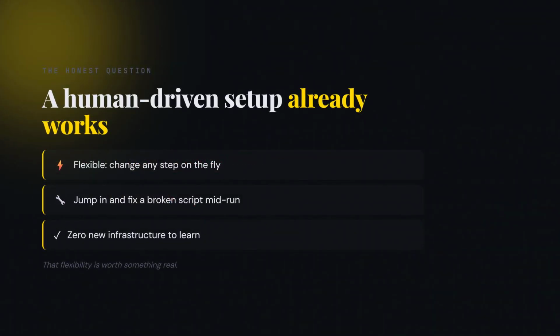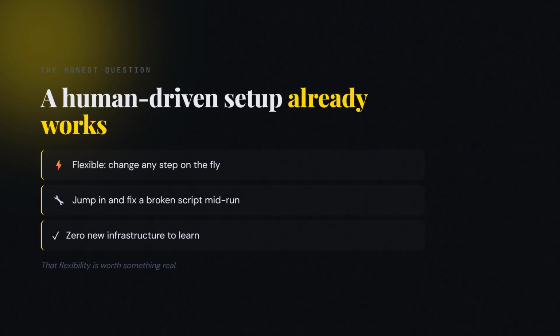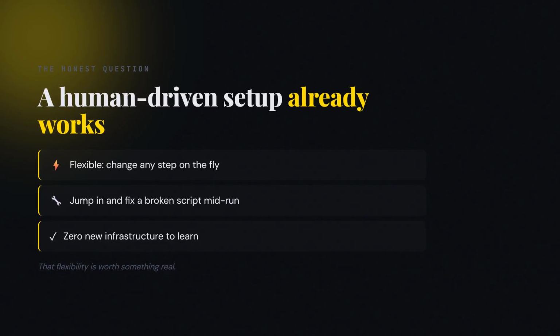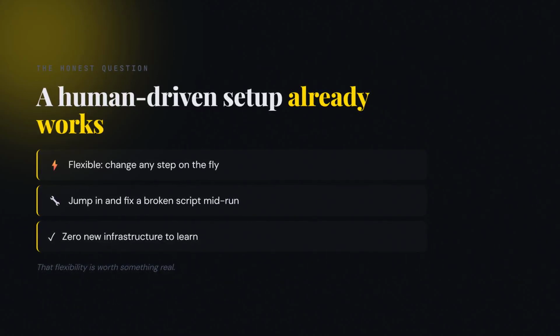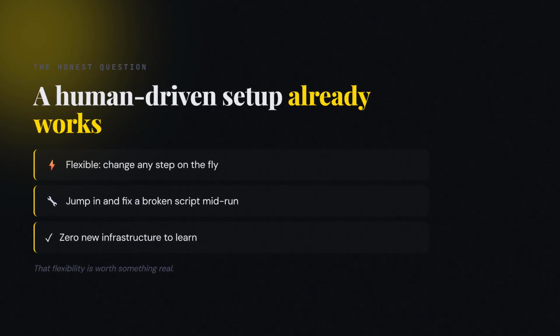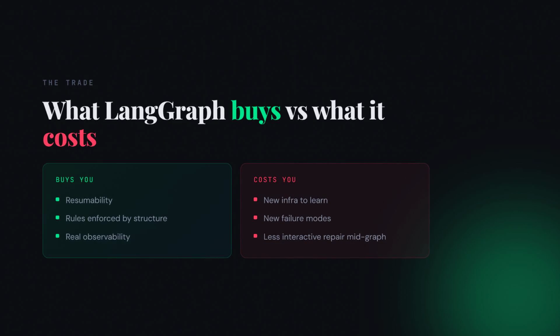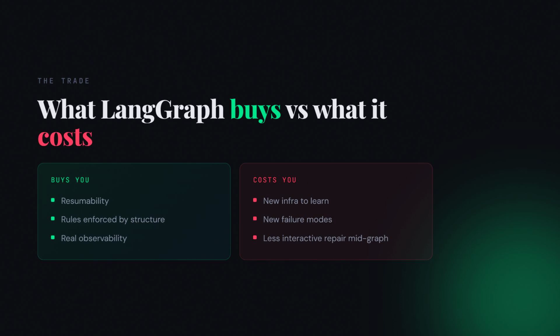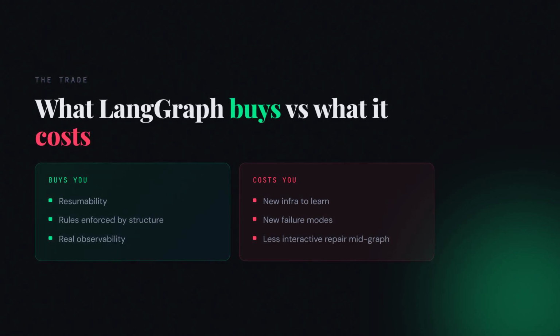So the honest question, because my pipeline already works, right? A human-driven setup is flexible, and when a script breaks mid-run, I can jump in and fix it on the spot. That flexibility is worth something real. What LangGraph buys you is resumability, rules enforced by structure, and real observability. What it costs you is new infrastructure to learn, new failure modes, and less ability to jump in and repair things interactively when something breaks mid-graph.